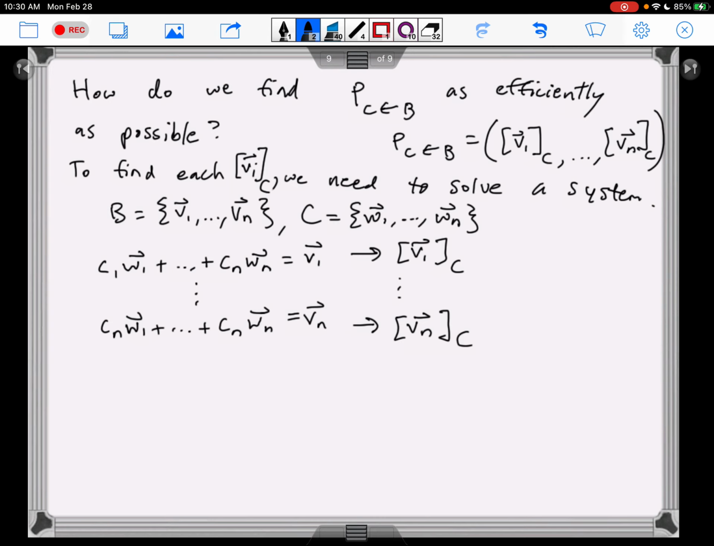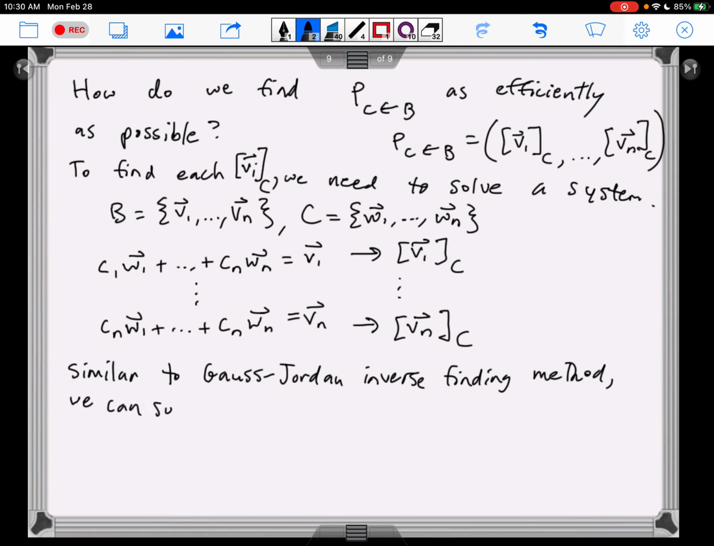Now, this is a lot of work, but we already know, similar to how we found inverses, similar to the Gauss-Jordan inverse method, we can solve all these systems simultaneously. Okay. So how do we do that?